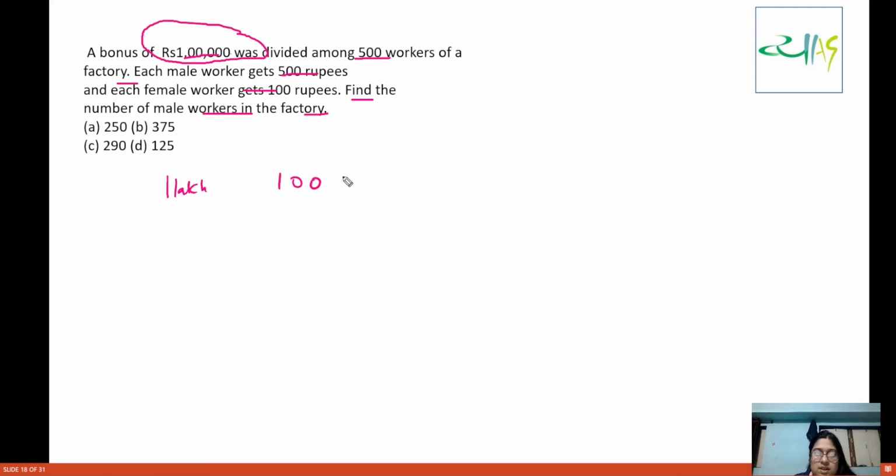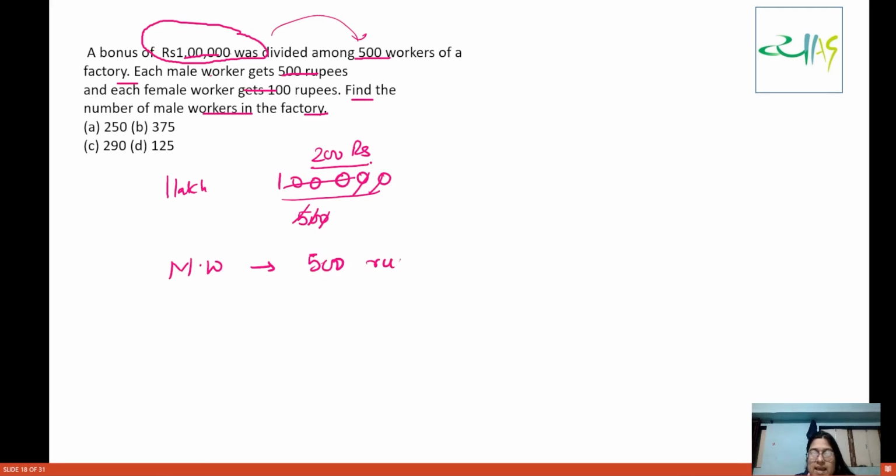Okay. So according to this, there is 1 lakh bonus, 100,000. This is 1 lakh, fine. It is divided among 500 workers of the factory. So what is the average? Average is 200 rupees for each. But see what the question is saying, each male worker is getting 500 rupees and each female worker is getting 100 rupees only. Now find the number of male workers in the factory.